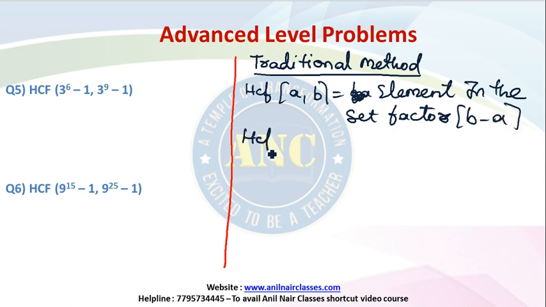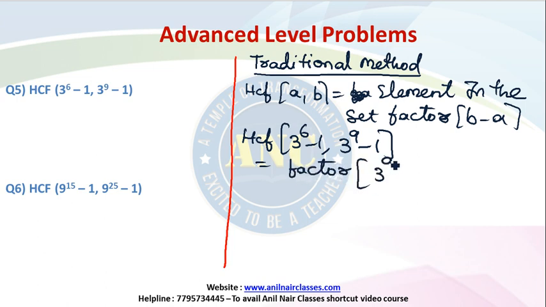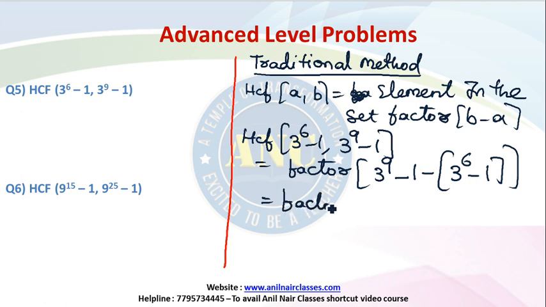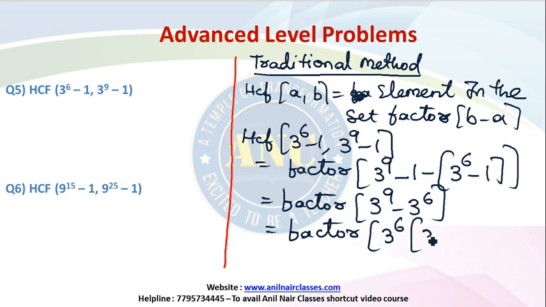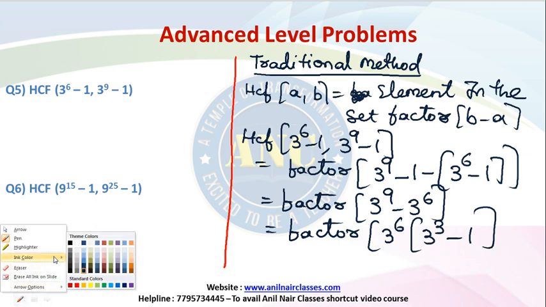So HCF of 3 power 6 minus 1 comma 3 power 9 minus 1. Answer is nothing but an element in the set factor of B minus A. Factor of 3 power 9 minus 1 minus 3 power 6 minus 1, which is factor of 3 power 9 minus 3 power 6, which is nothing but factor of 3 power 6 into 3 cube minus 1. Now see here. Listen carefully. This is the traditional method.